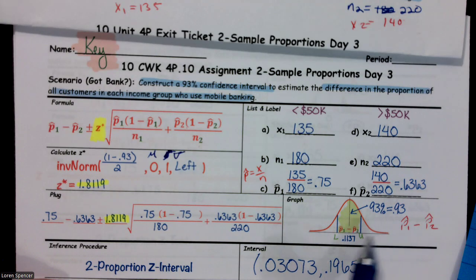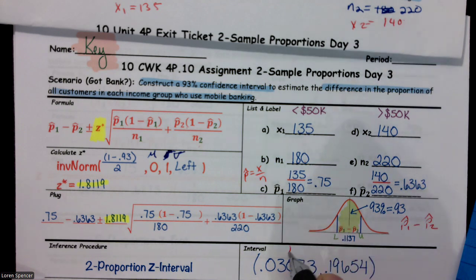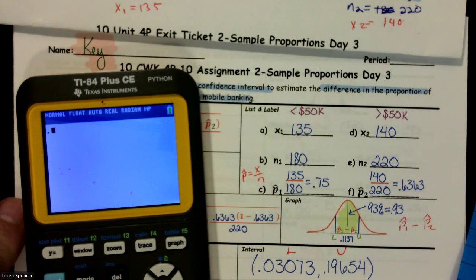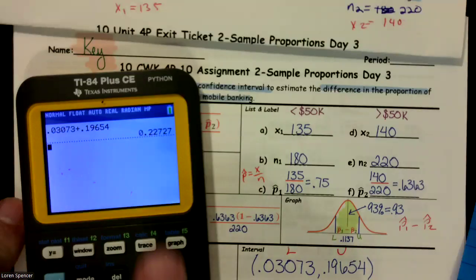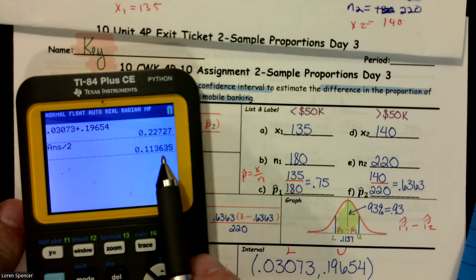Now earlier we calculated that 0.1137 by going p hat 1 minus p hat 2, 0.75 minus 0.6363. But I want to show you one other thing. This will help some AP stat kids out and some other people understand what's actually happened. Let's take these two together and add them. 0.03073 plus 0.19654. And we're going to take that and divide by 2. And guess what? There it is. That's just the rounding differences.